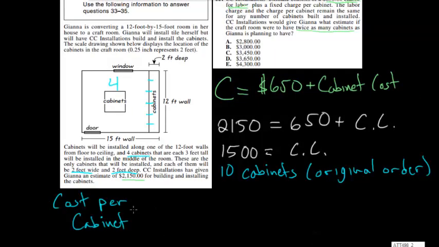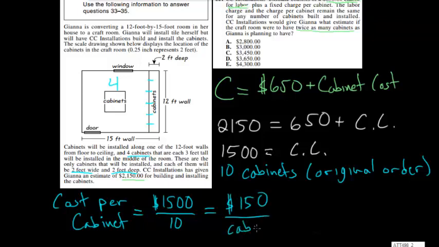Our cost per cabinet is just going to be our total cabinet cost, this $1,500, divided by the total number of cabinets, which was 10, and $1,500 divided by 10 would be $150 per cabinet. So now we have all the information that we need to figure out the cost of building a room with twice as many cabinets.